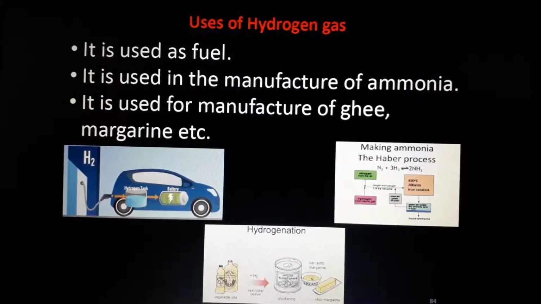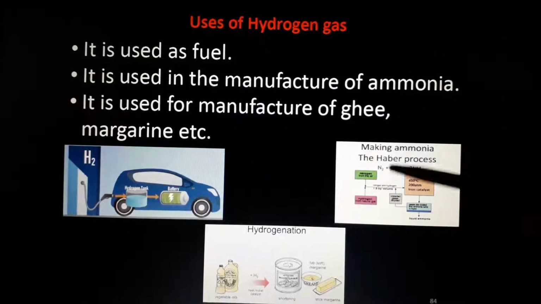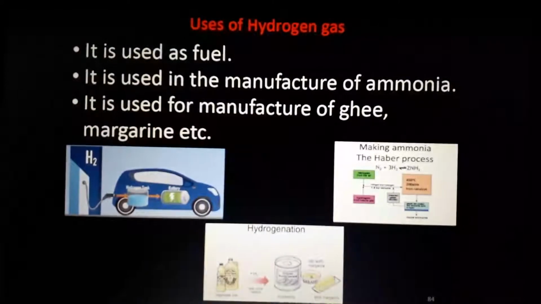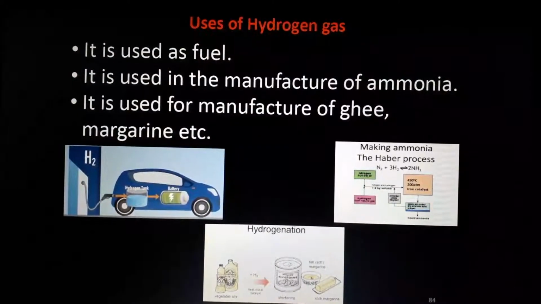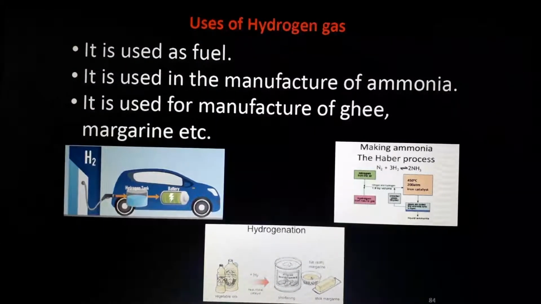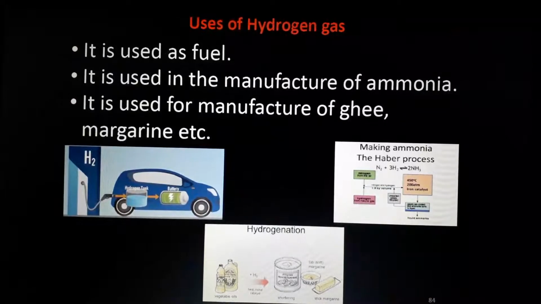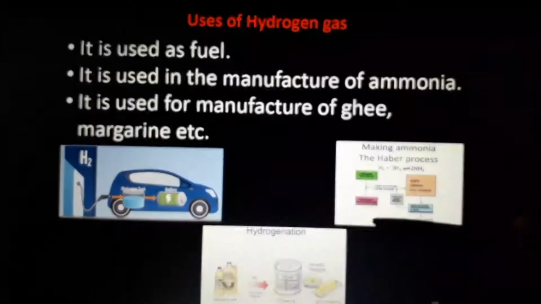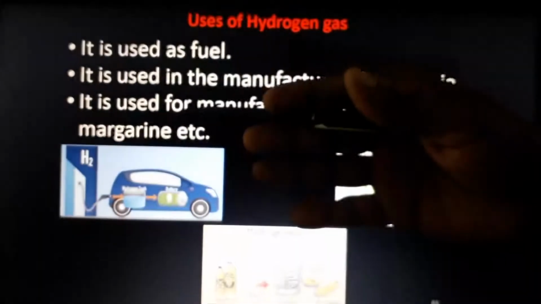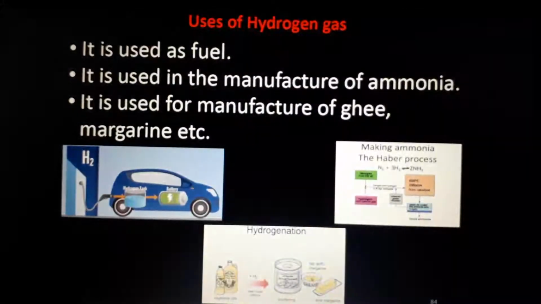It is used in the manufacture of ammonia, NH3. See, nitrogen plus hydrogen gives ammonia. Ammonia is a very important thing. It is used to make manure, fertilizers and all. See, nitrogen from natural gas and hydrogen, with an iron catalyst, we will get ammonia, liquid ammonia. Okay, now it is fine, I think, isn't it?